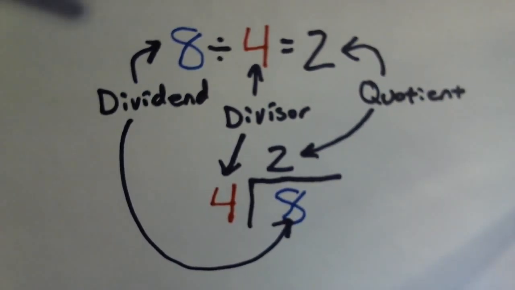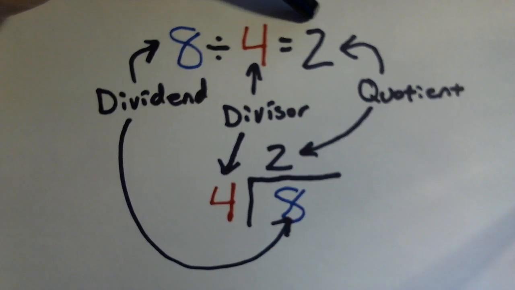here's the basics. So here I would say 8 divided by 4 equals 2. This is the division symbol. The first number is the dividend, the second number is the divisor, the third number is the quotient.